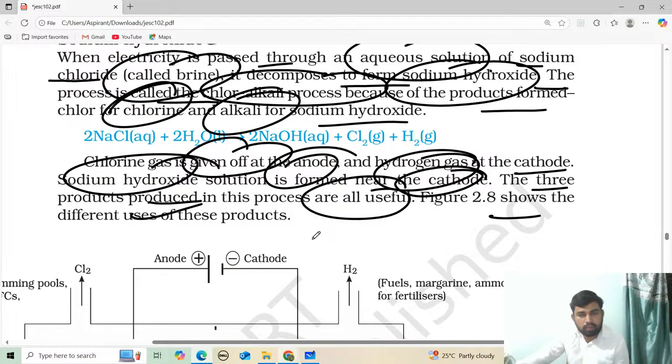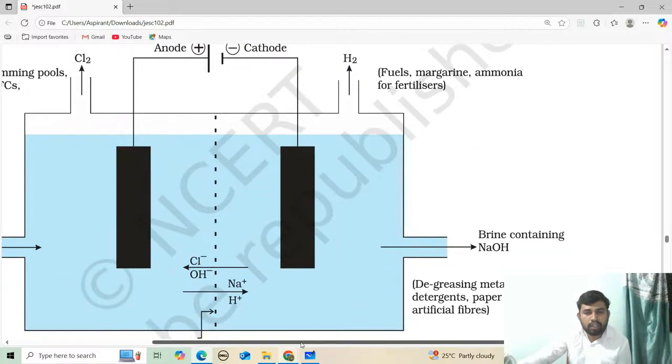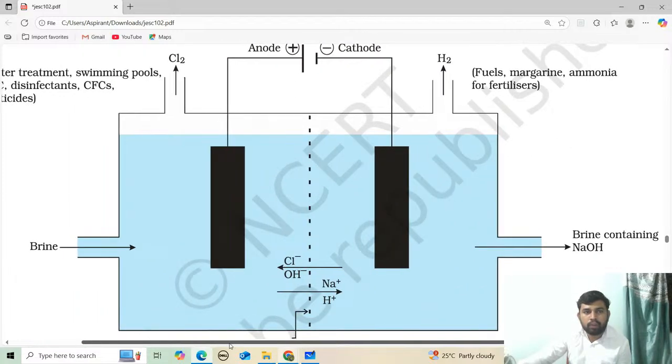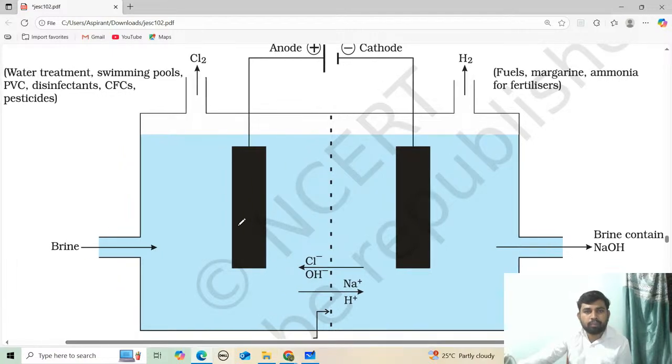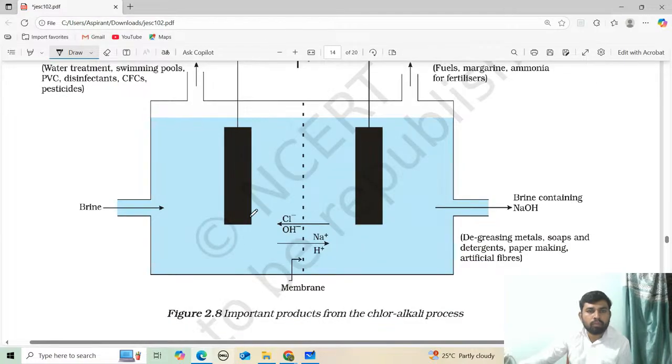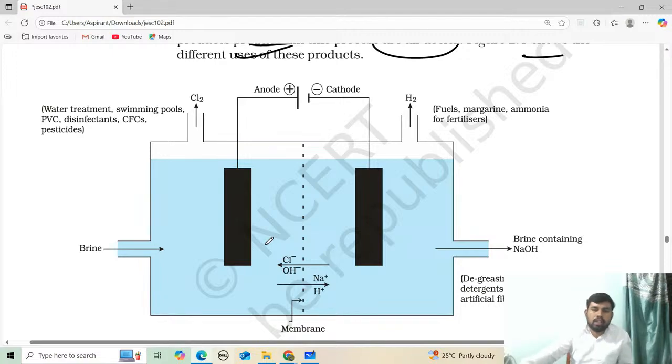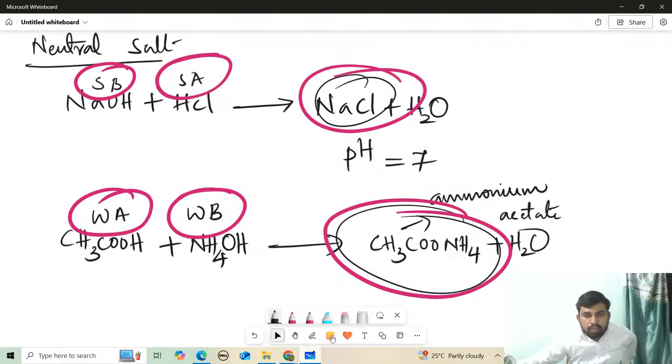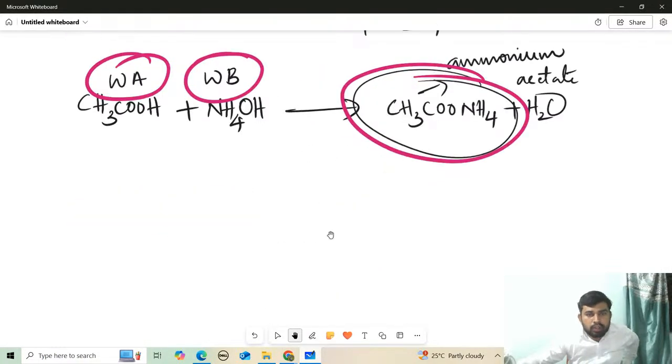So let me discuss this diagram. Let me take a screenshot. See, let me discuss how this process takes place. We are discussing the preparation of sodium hydroxide. What is the topic name, sir? Topic name is preparation.